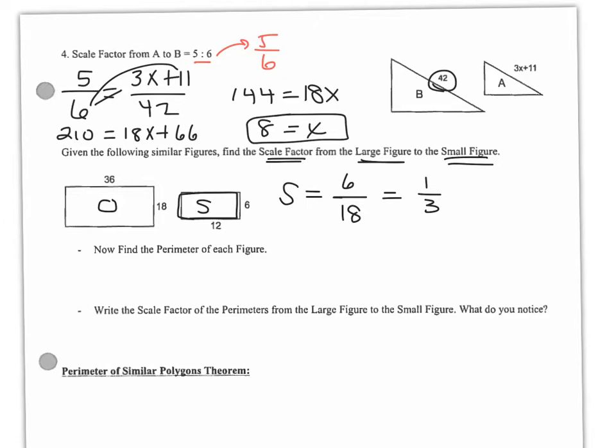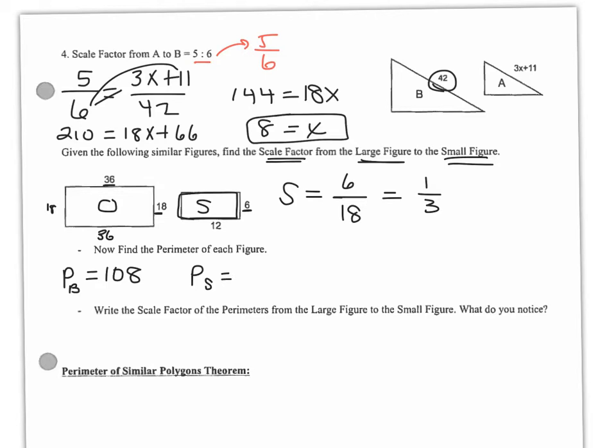So now it says, now find the perimeter of each figure. How do you find the perimeter of something? Well, you add up all the sides. But notice I don't have all the sides of my rectangle. If this side's 36, I know this side's 36. And if that side's 18, I know this side's 18. So in my calculator, I'm going to do 18 plus 36 plus 18 plus 36 to get my perimeter. I'm going to write perimeter of the big shape, so subscript B. The perimeter is 108.